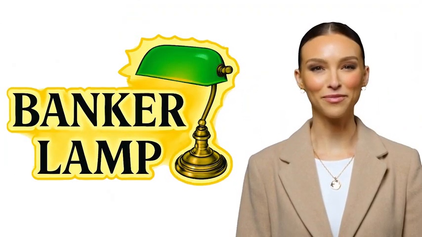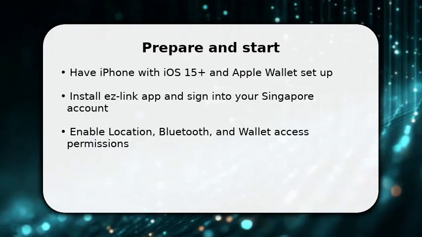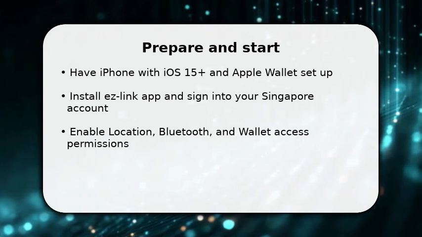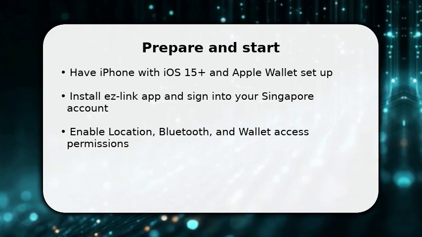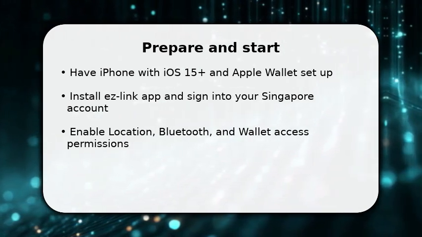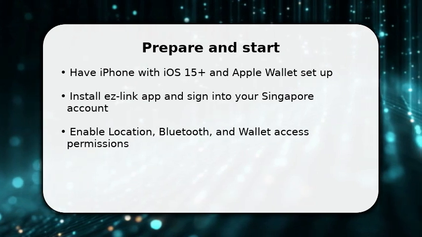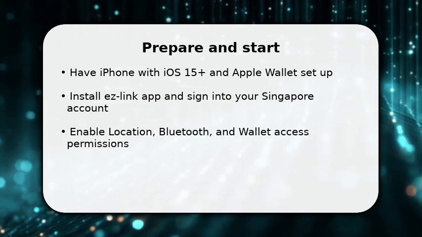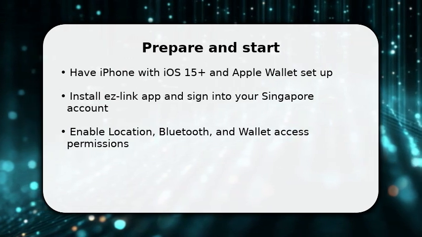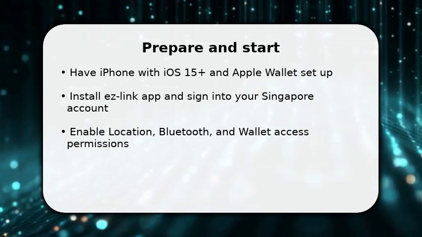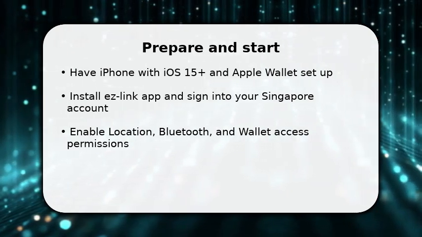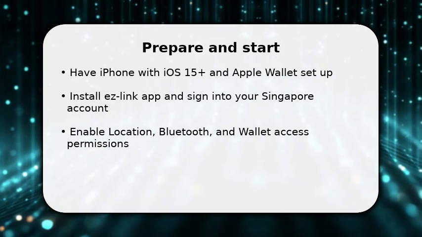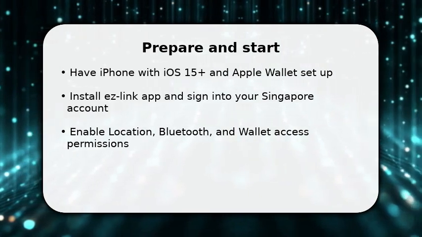Please enjoy the video. You start by confirming the essentials. Your iPhone is updated and Wallet is active, and you have the S-Link app signed in with your Singapore account. Once done, open Wallet and tap the plus icon to add a pass, then switch to the S-Link app and select Add to Apple Wallet. Make sure permissions for location and Bluetooth are allowed, because Wallet and S-Link exchange data to provision the card securely. Continue when you see the card preview and instructions on screen.